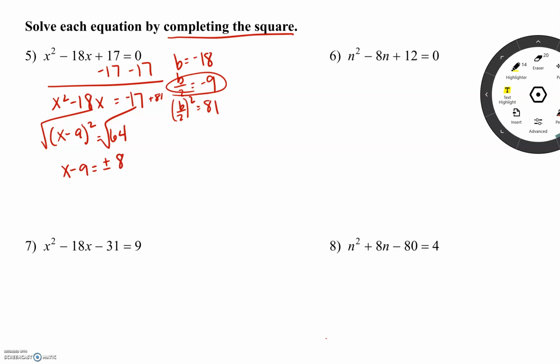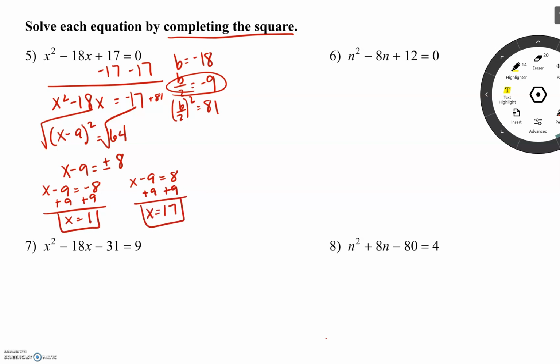And since it came out to a nice pretty number, we can actually find out what our actual solutions are. So I have x minus 9 equals negative 8, and x minus 9 equals positive 8. Add 9, we get x equals 1. Add 9, and we get x equals 17. And those are the two solutions.